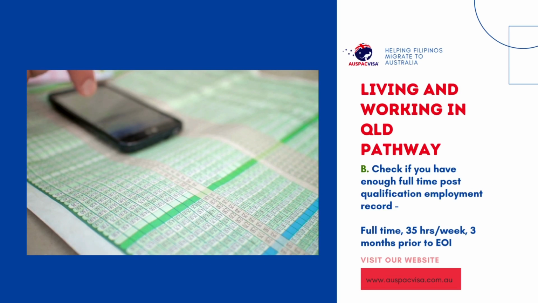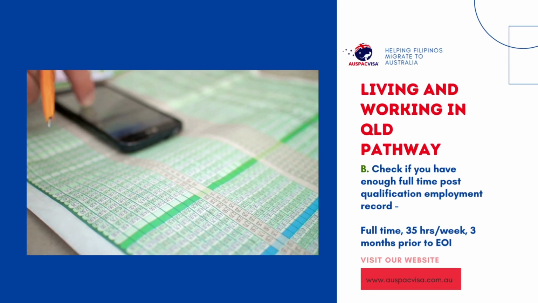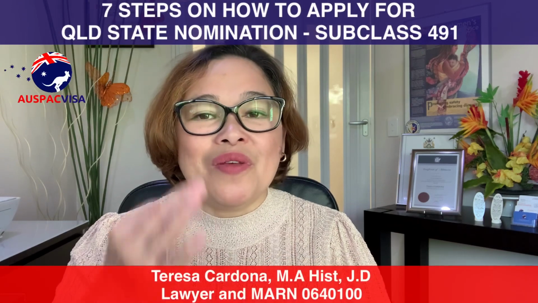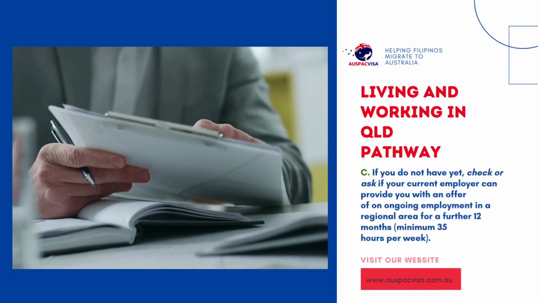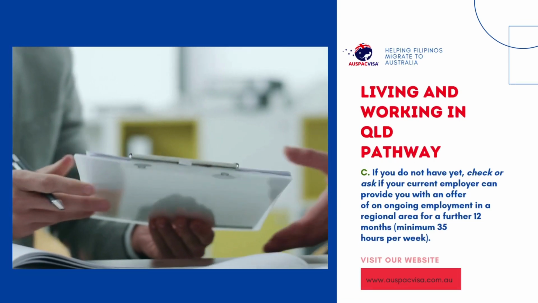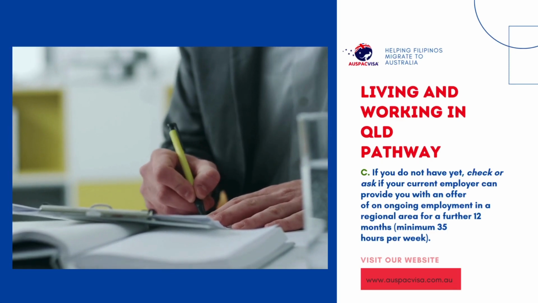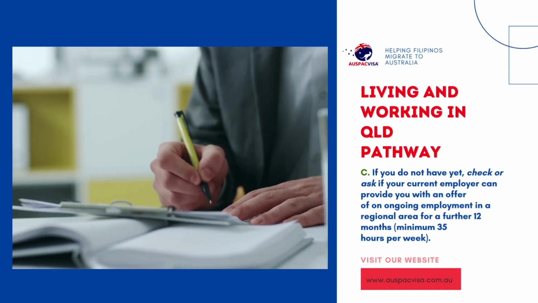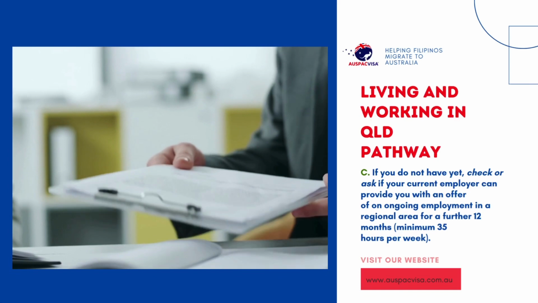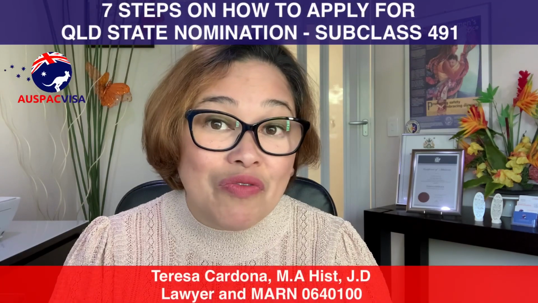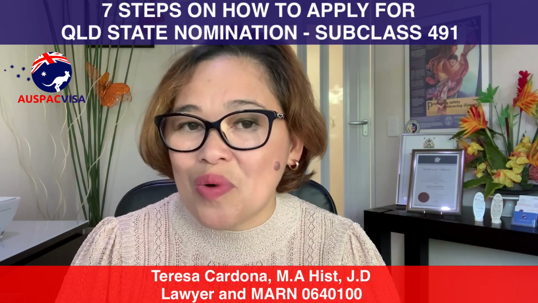Remember that what Queensland requires is a full-time post-qualification and a minimum of 35 hours per week. Now, the third thing that you need to do is, if you do not have it yet, check if your current employer can provide you with an offer of ongoing employment in the regional area for a further 12 months with a minimum of 35 hours per week. You will need that. You will need to show an offer or a contract of employment for 1 year.